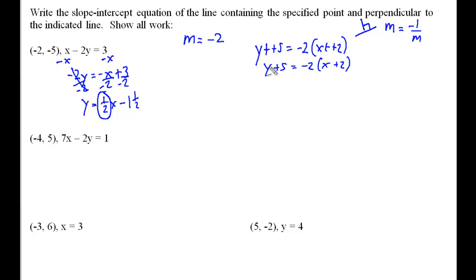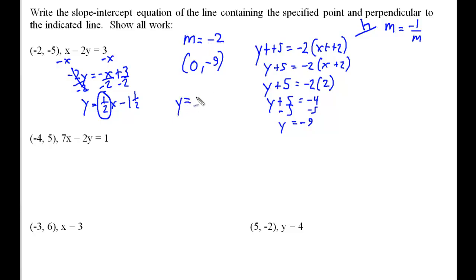So we're going to plug a 0 in for x, which makes this 2. Now I've shortened this up a little bit. Plugging a 0 in for this, 0 plus 2 is 2. So now I just have y plus 5 equals -4. Subtract the 5 from both sides. Y is equal to -9. So my y-intercept of my new line is (0, -9). It goes through this slope. So this is going to be y equals -2x minus 9.